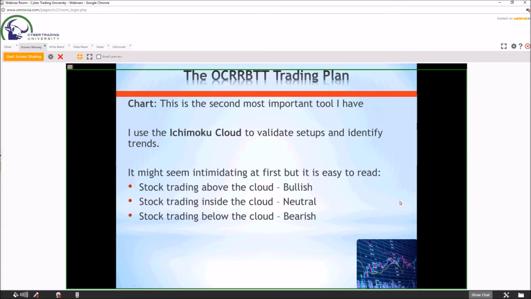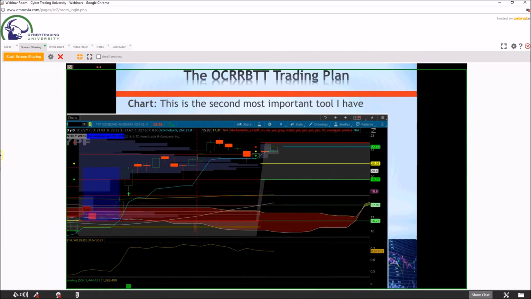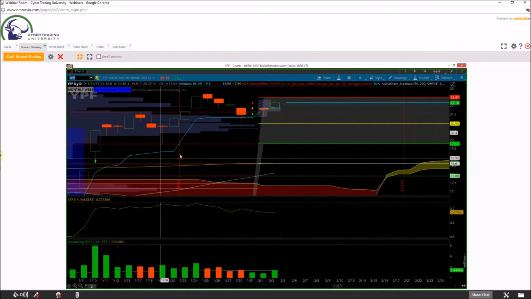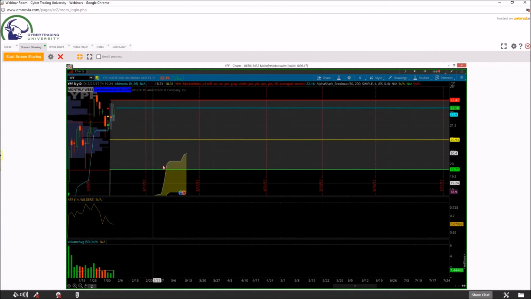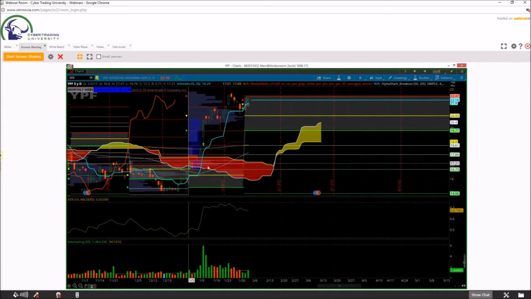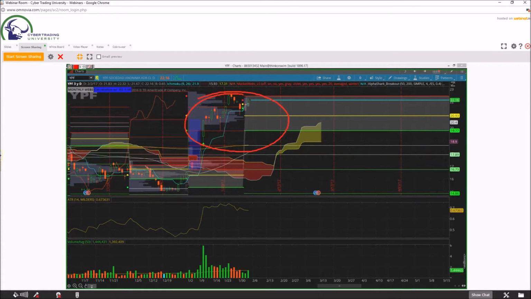So after that, I do a quick analysis of the chart, and the Ichimoku cloud helps me do this. If you're not familiar with the Ichimoku cloud, it's actually one of the simplest indicators to use. Looking at the daily bar here, we see this shaded area on the chart. It's pretty simple. Anything trading above the shaded area is in bullish territory. Anything below it is in bearish territory. So if I see calls being bought in a stock, I want it to be trading above the cloud.